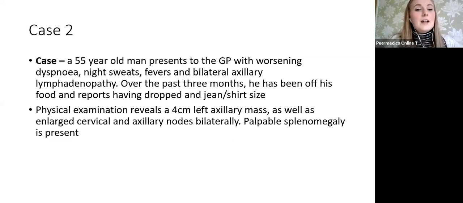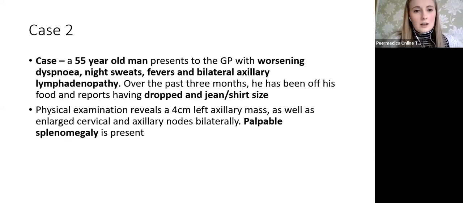Second case, this time we've got an older gentleman who's presenting to the GP with worsening dyspnea, night sweats, fevers, bilateral axillary lymphadenopathy. So he's noticing nodes in a few more places, a slightly more disseminated presentation. And over the past 3 months, he's gone off his food quite a lot, and he's dropped a gene in the shirt size. And when you examine him, you notice he's got this axillary mass on his left-hand side, which feels very similar to the patient in the last case. And also he's got palpable splenomegaly.